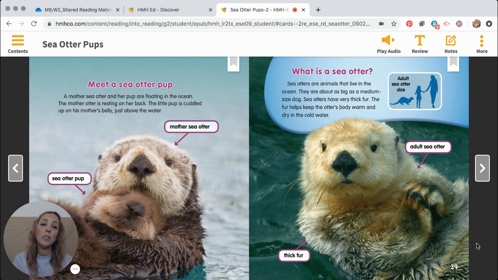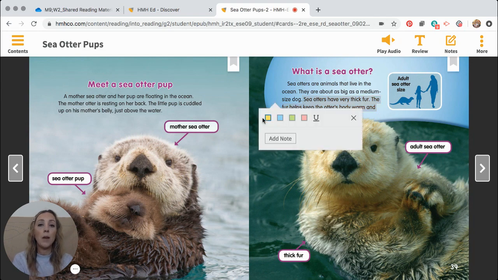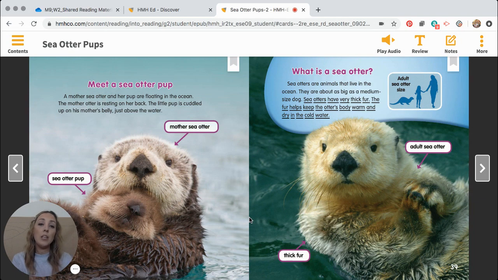Excellent. So I should have heard something, or you should have said something like, sea otters use their very thick fur to help their body keep warm and dry when they're in that cold ocean water, right? I can see that sentence or that fact or detail right here in this paragraph where it says, sea otters have very thick fur. The fur helps keep the otter's body warm and dry in the cold, right? So if I were going to highlight that, I could highlight it like this, or I could underline that sentence that tells me how they use their fur in the cold ocean water.